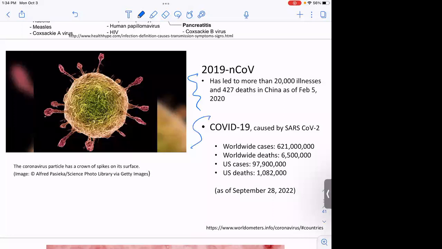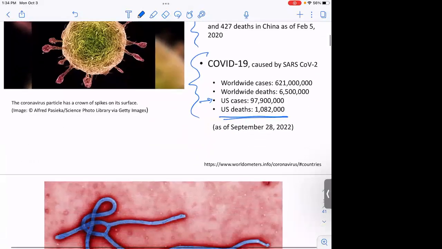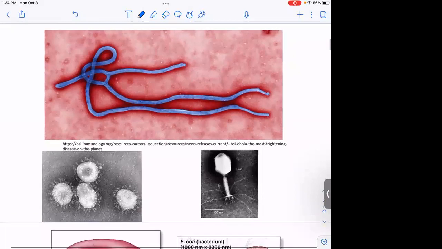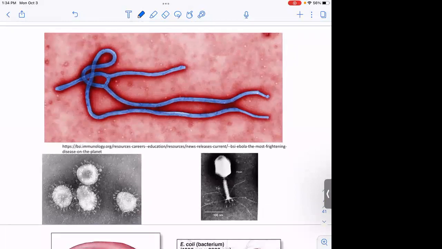Now I've updated my statistics here. US cases, 97 million. Of course, now with home tests, I don't know how accurate that number is anymore. But deaths, we're over 1 million now. And that just really gets you. That was the number I found as of next week. So, given the age we live in now, you may be tired of talking about viruses, but it's something we want to be informed about.